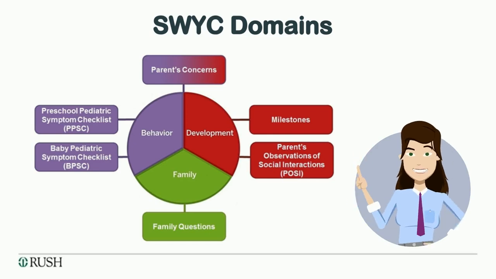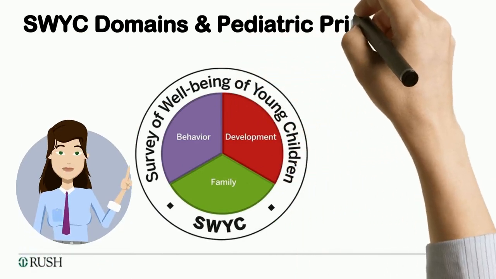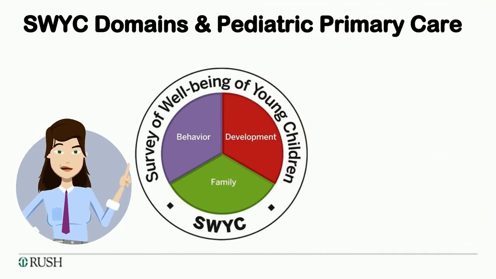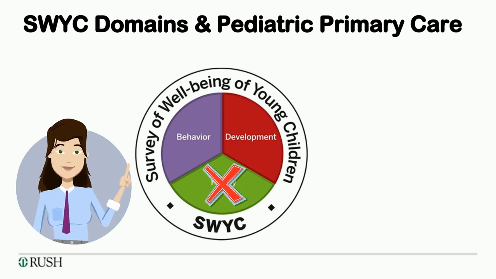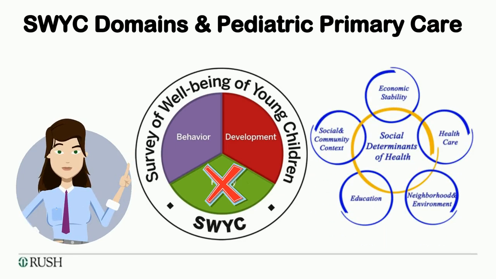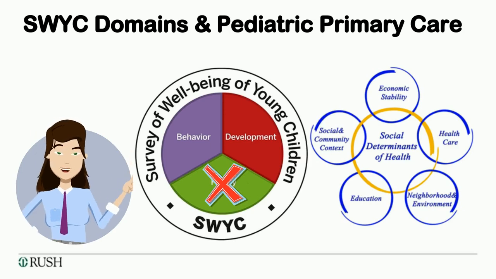Each domain includes 1 to 2 screeners. While family context is an essential determinant of a child's well-being, the domain will not be used in Rush Pediatric Primary Care as it overlaps with the pre-existing SDOH measure. The SDOH will be used in conjunction with the other 3 domains for behavioral health screenings.